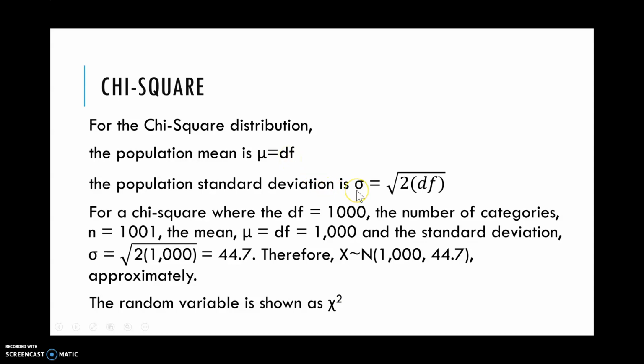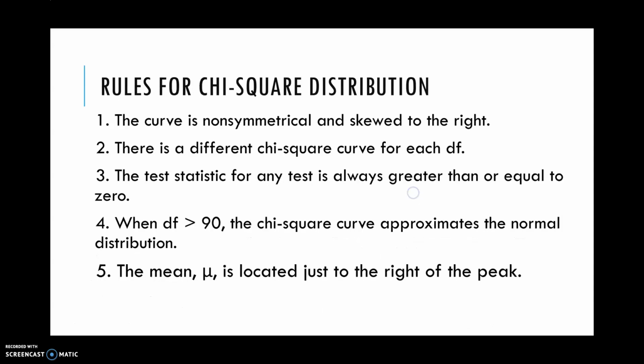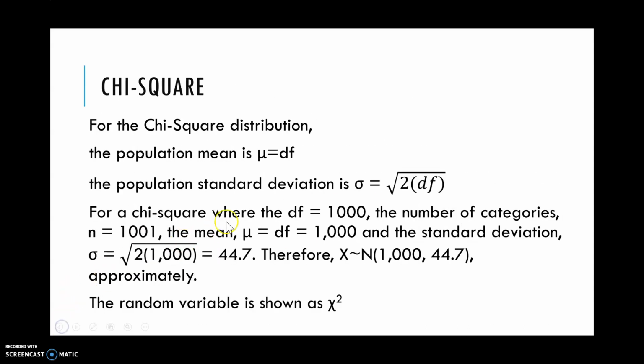Your population standard deviation will be the square root of 2 times your degrees of freedom. So, for instance, if your degrees of freedom were 1,000, then that means that your n has to be 1 more than that, 1,001, and your mu would be the same. Your standard deviation would be 2 times that 1,000 and then the square root of that. So the notation that we could use for that would look like this.